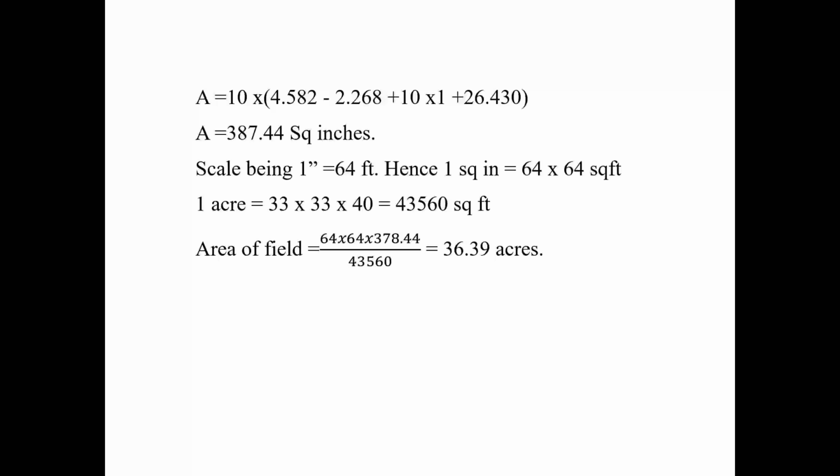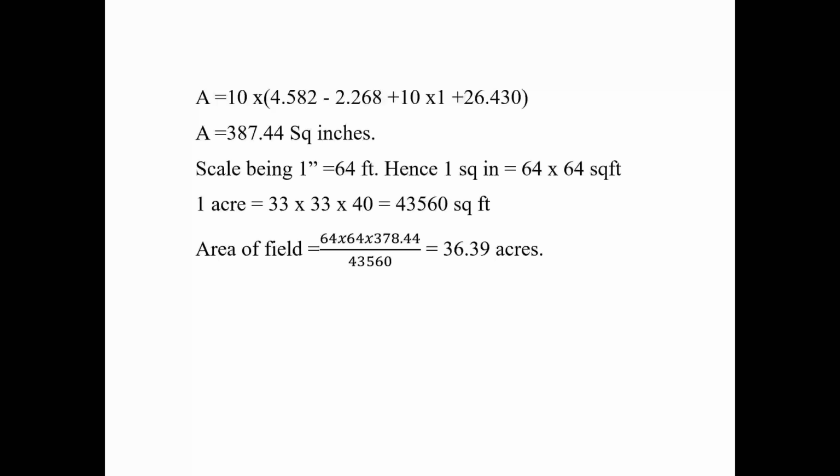For 1 acre, the conversion to square feet: 1 gunta equals 33 feet by 33 feet. Multiply that by 40 guntas, and we get 1 acre. 1 acre is 43,560 square feet. So we'll find out the area of the field.